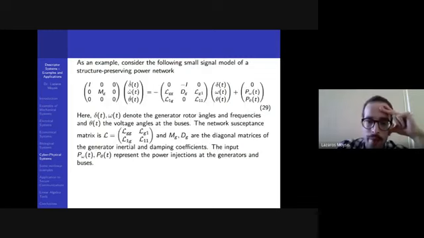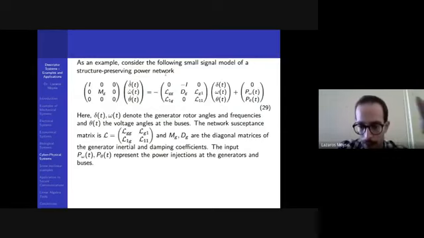For example, here I have a small example of a structure preserving power network, but I'm not going to discuss this in detail because it deviates a little bit from my research, and this is a highly hardcore engineering design. But you will see, and I can give you the citation for that, that they actually use a singular system. You see, it's a descriptor matrix here that they use to model the whole system. So again, descriptor systems can appear here as well.